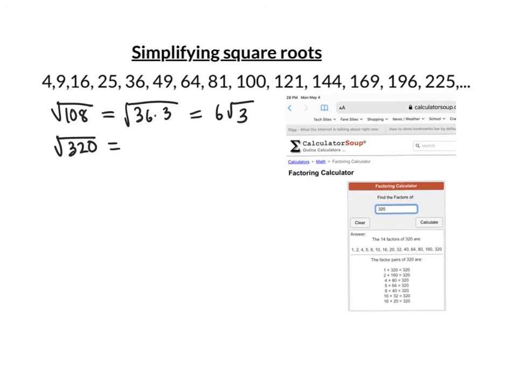Square root of 320. So I went to calculatorsoup.com and the factoring calculator. I punched in 320 and I'm looking down the list for the largest perfect square, and it's right there, 64. 64 times 5 is 320. So the square root of 64 times 5 is 8 root 5. Square root of 64 is 8. It goes out front.